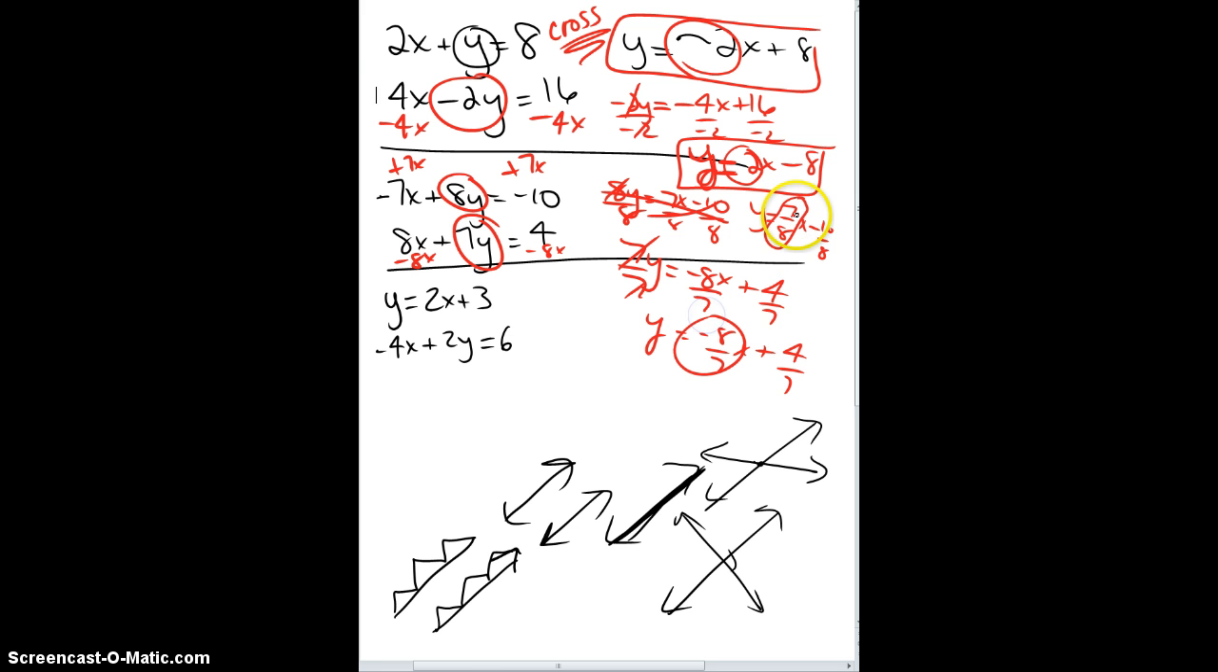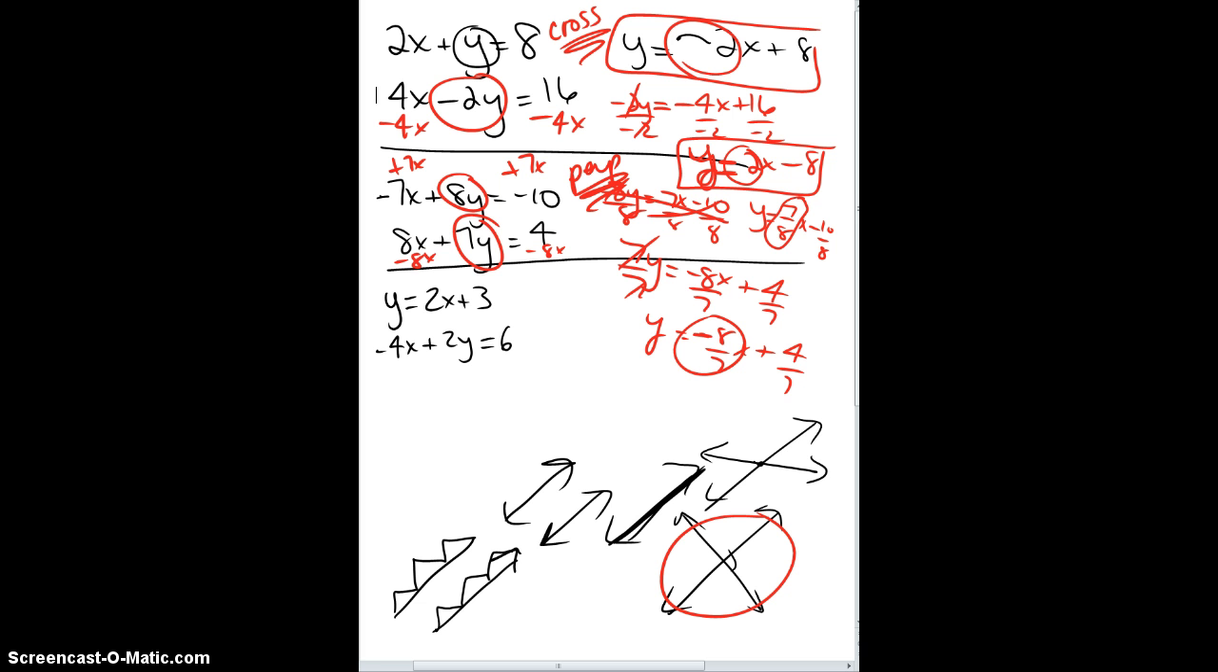All right, so this time I look at the slopes. They're not the same, so they're definitely not parallel, but they are opposite reciprocals. So one is 7/8, the other is the reciprocal of that, 8/7, and one's negative and one's positive. So these guys, if I were to graph them, they would cross at a right angle. They are definitely perpendicular.